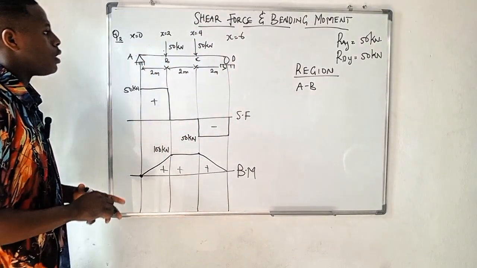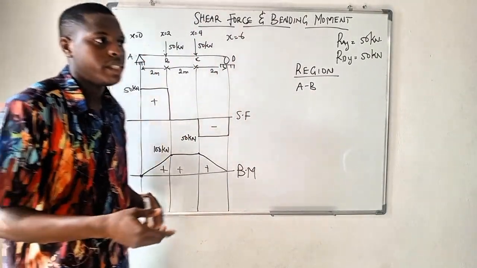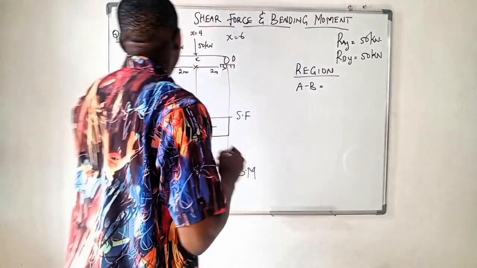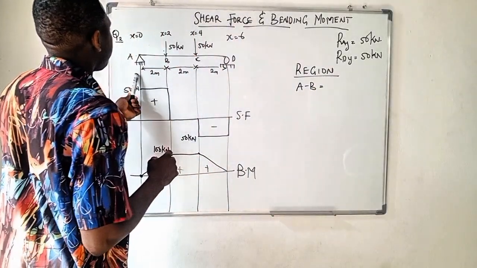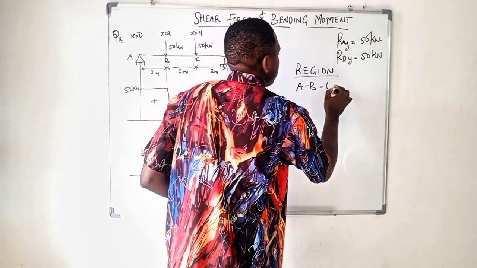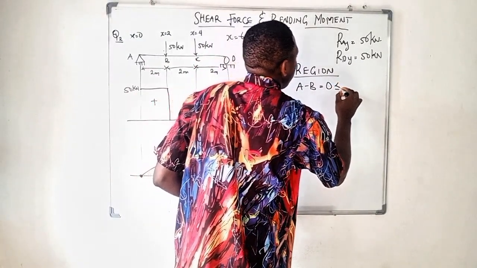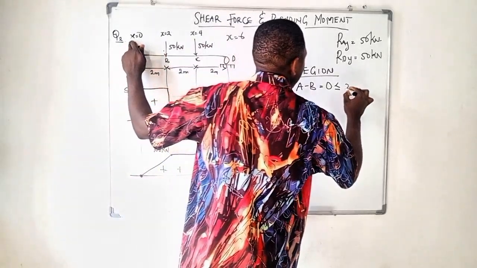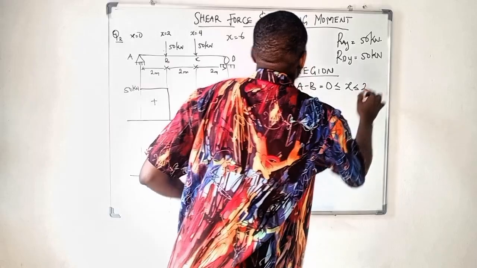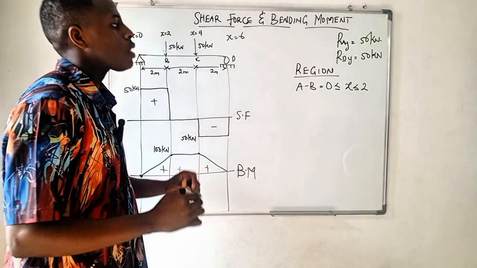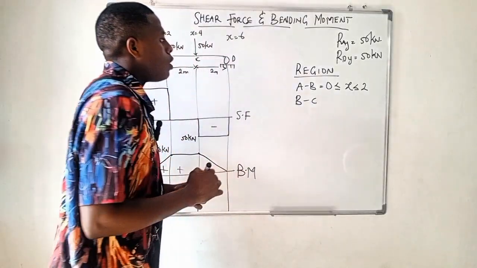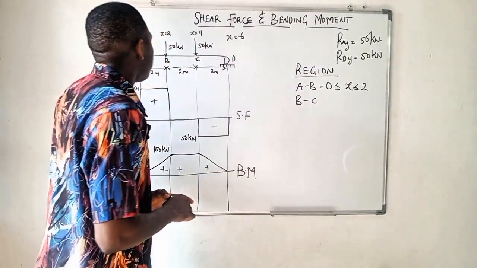Now, what if you are asked to get the region AB? For region AB, how do you interpret it? We know that x is 0 at A. So you interpret it as 0 is less than or equal to x, and x is less than or equal to 2, which is this.